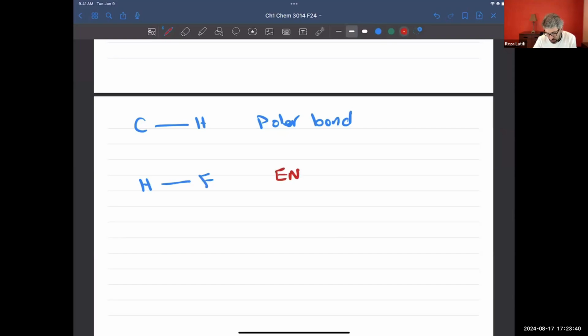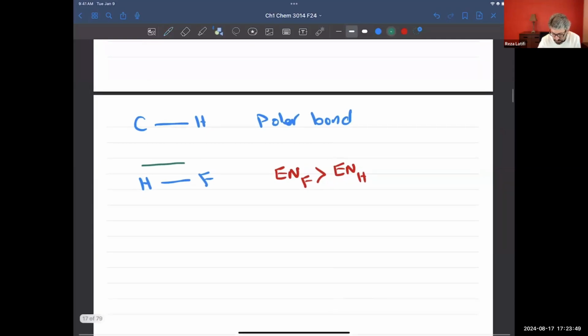Electronegativity of fluorine is higher than electronegativity of hydrogen. So what does it mean? It means fluorine is going to pull those 2 electrons to itself. And what are those 2 electrons? I'm talking about these 2 electrons. That's a sigma bond, and it's made of 2 electrons. Fluorine is going to try to pull those 2 electrons.